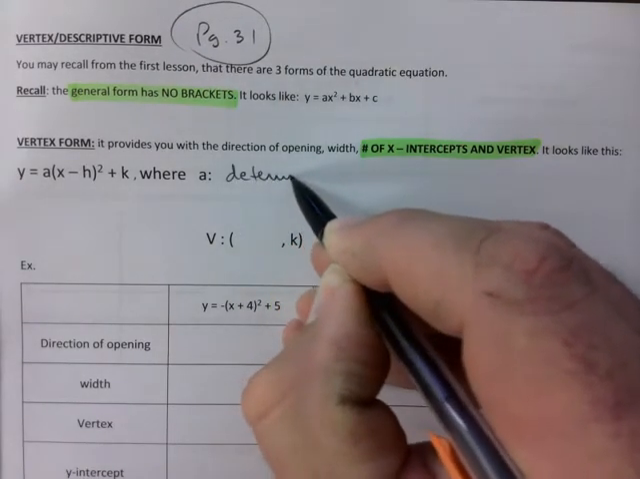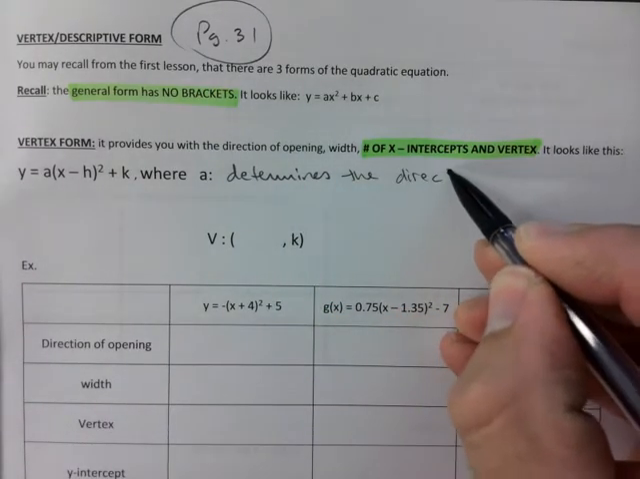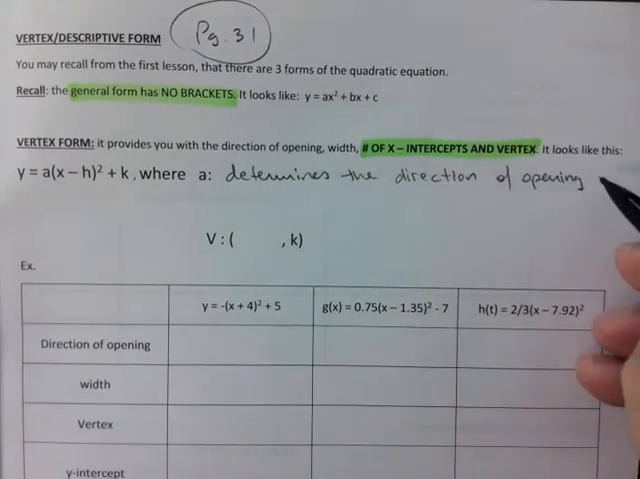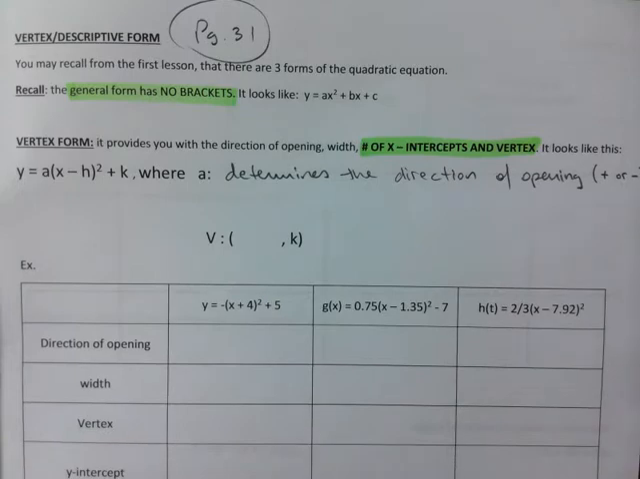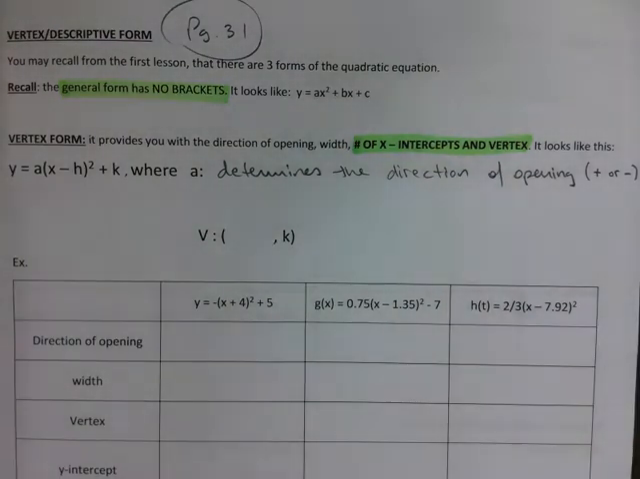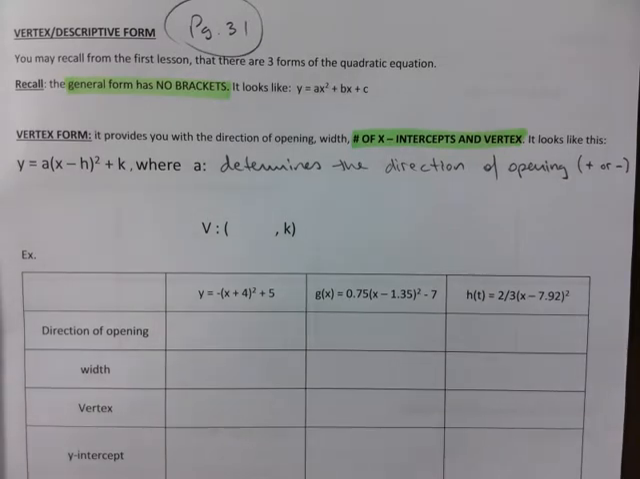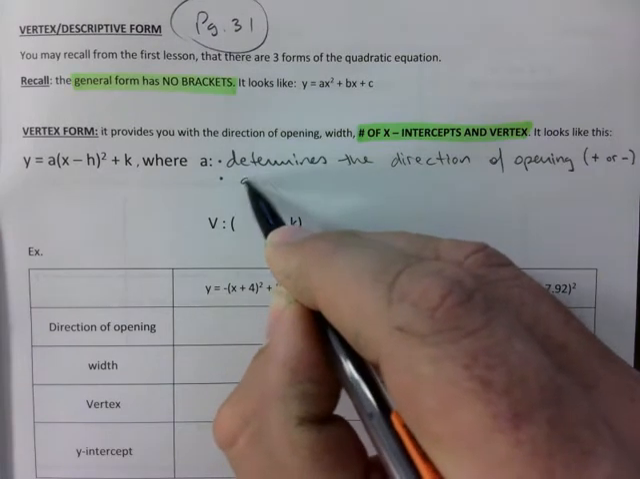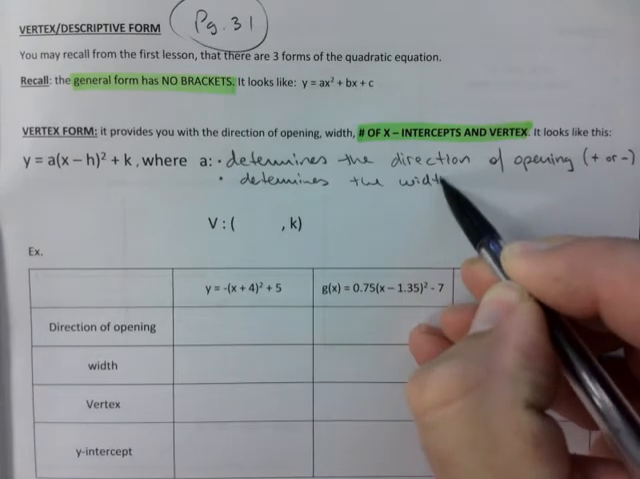A determines the direction of opening. Is it positive or negative? Let me just zoom out a little bit and focus here. There you go. And then it also determines the width. So nothing new there.